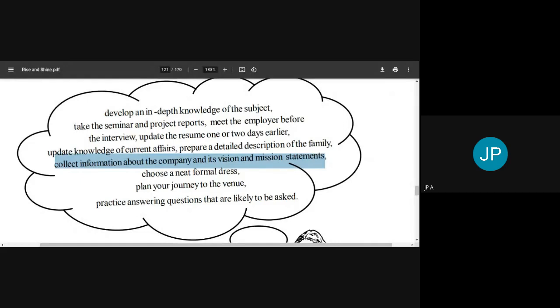So how can we gather this information? We can gather this information from the internet. Suppose it is a very small factory or an organization which does not have such a website.